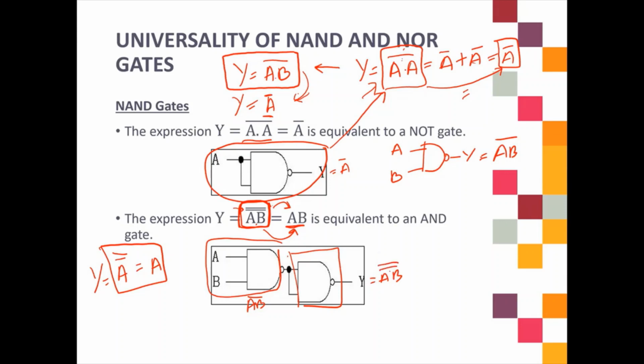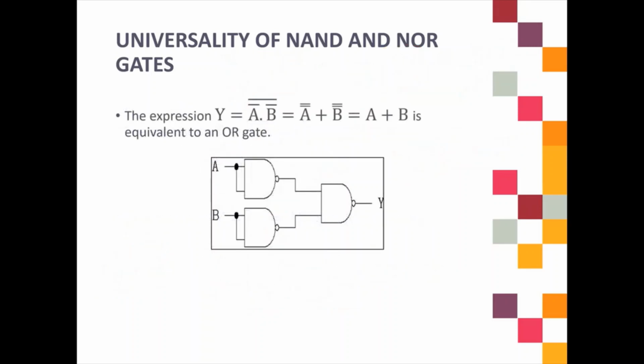Okay, so what means by AB double invert? This is actually equivalent to A and B, or this is actually equivalent to AND gate. So you get me? So this is how you draw AND gate but using NAND. And the last one, OR. So how you are going to draw OR gate by using NAND.